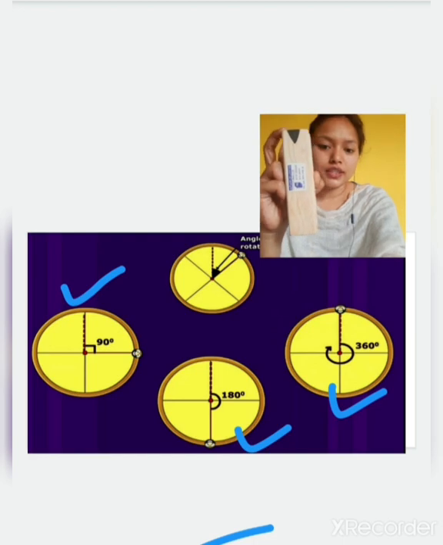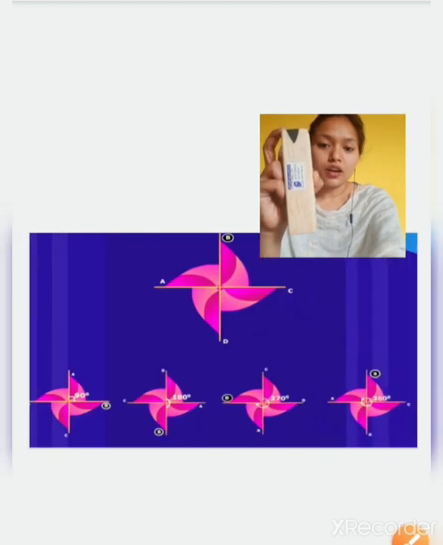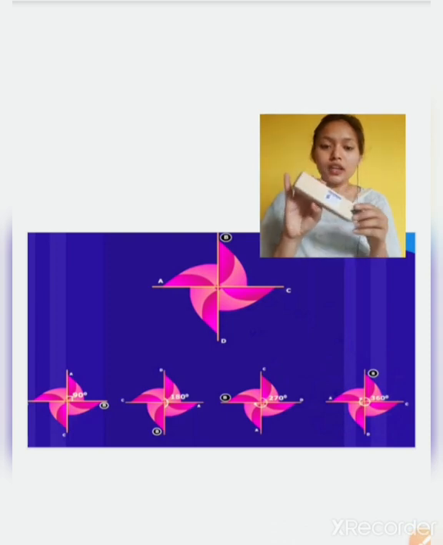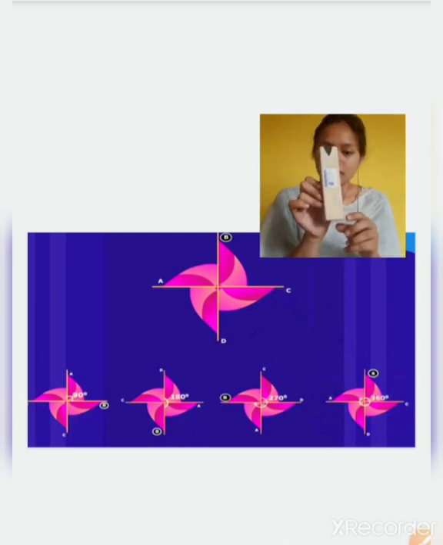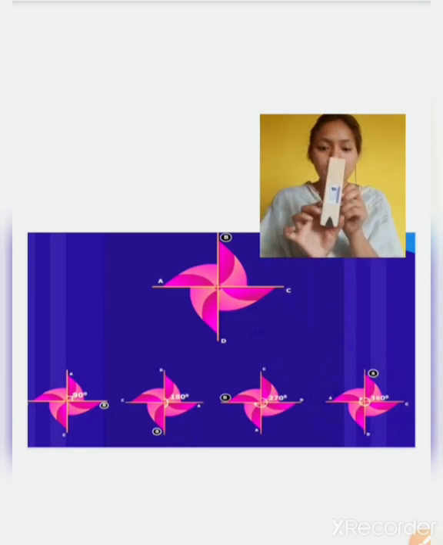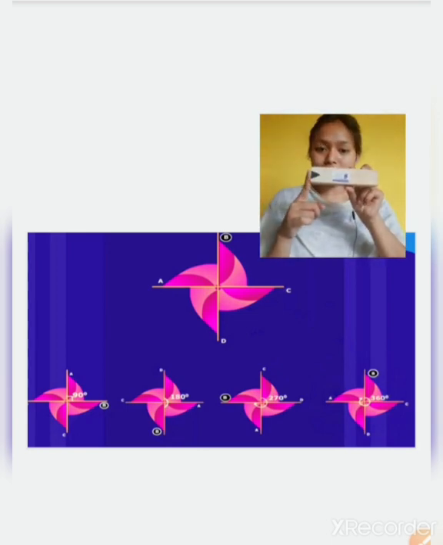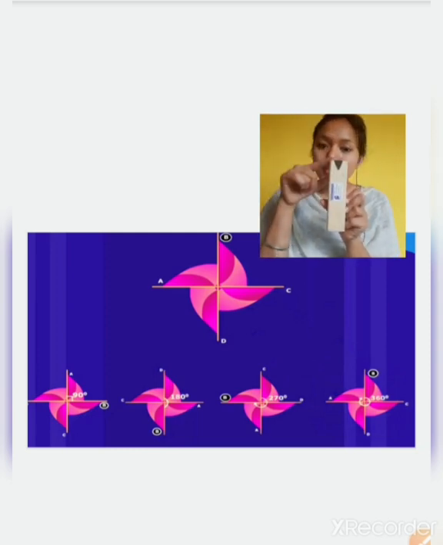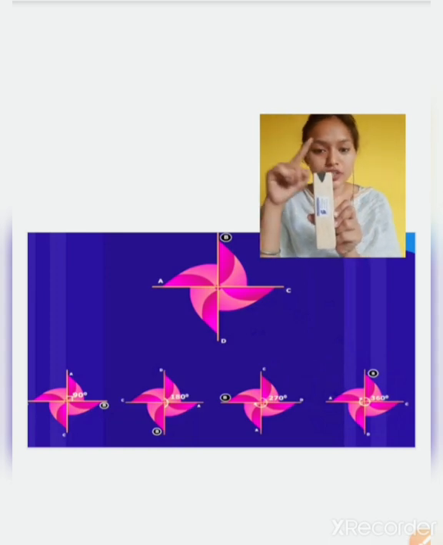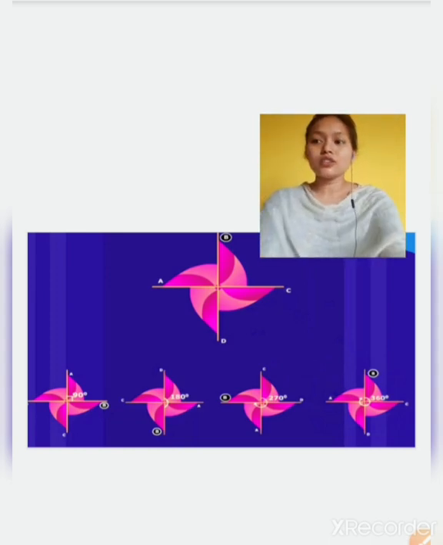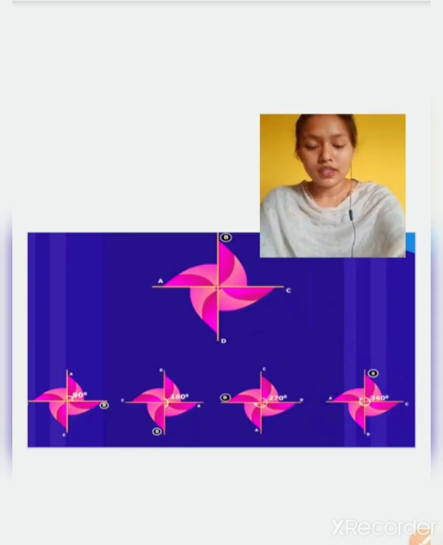Here you can see that we can rotate these objects according to 90, 180, 270: this is 0, this is 90, this is 180, this is 270, and this is again complete. This black point has come to its original position, that is 0-degree or 360-degree rotation. This is a complete rotation. Okay, now we will see this.